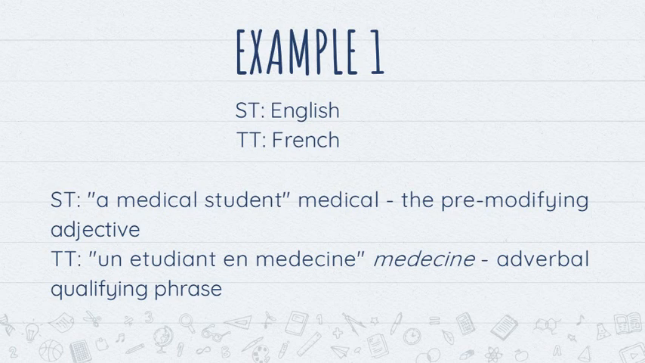Using the French language, let's take this for example. Source text is English language, a medical student. The medical here is the pre-modifying adjective, and the target text is un étudiant en médecine. The medicine is the adverbial qualifying phrase.